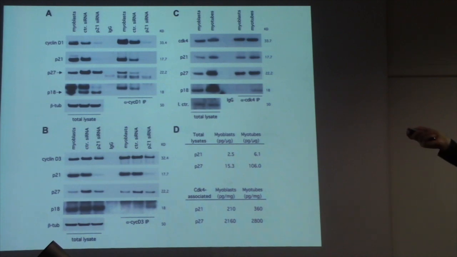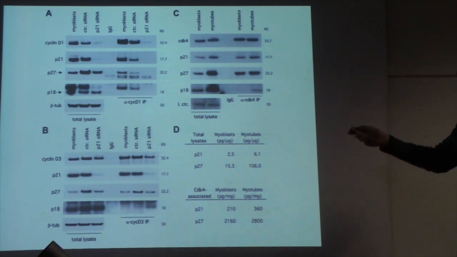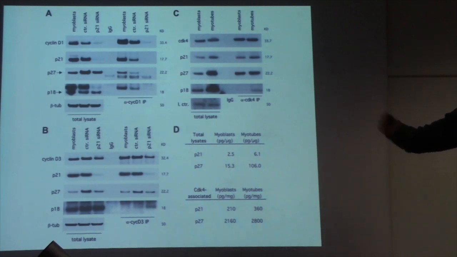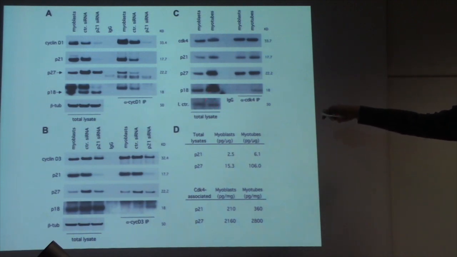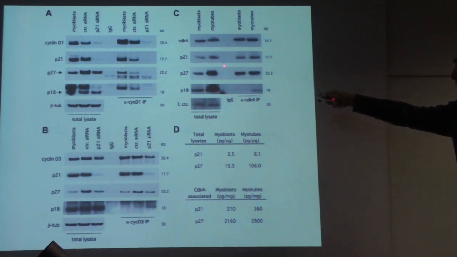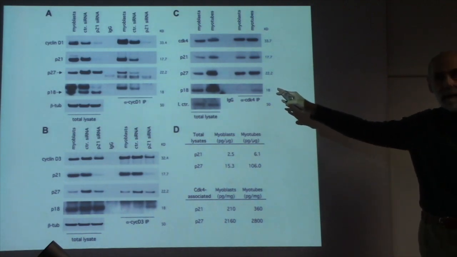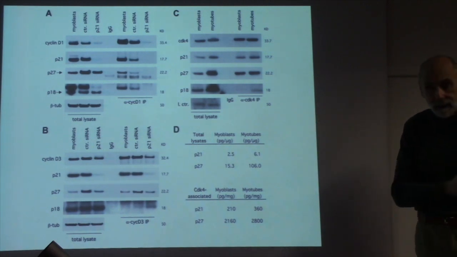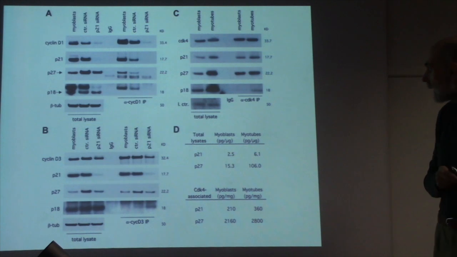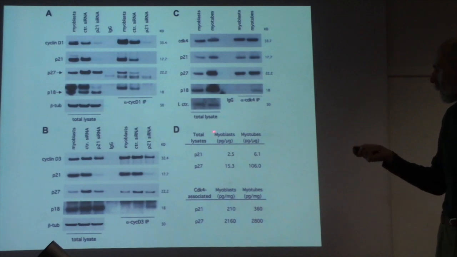But this is relative quantitation. So they know that these proteins increase, but they don't know what's the relationship between the various inhibitors. Is there more P18 than P21 or more P27 than P18? They don't know. They cannot possibly know from this Western, because Westerns are not absolutely quantitative unless you have a reference. And so the authors use references to quantitate absolutely P21 and P27 in myoblasts and myotubes.